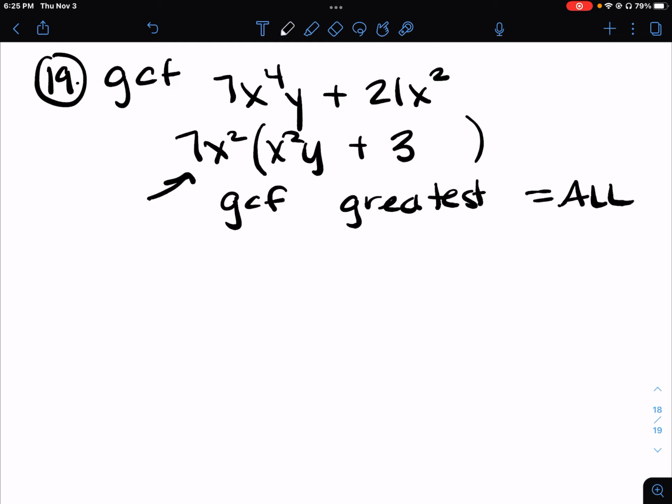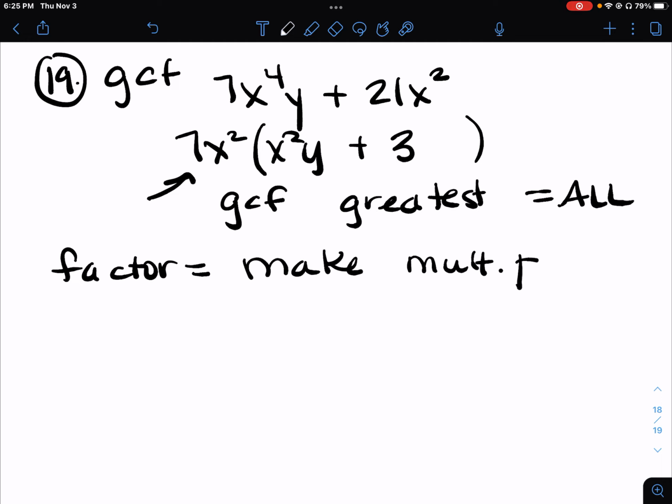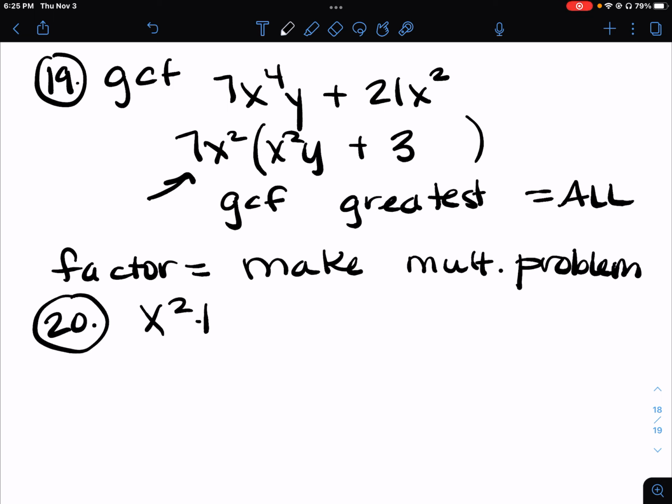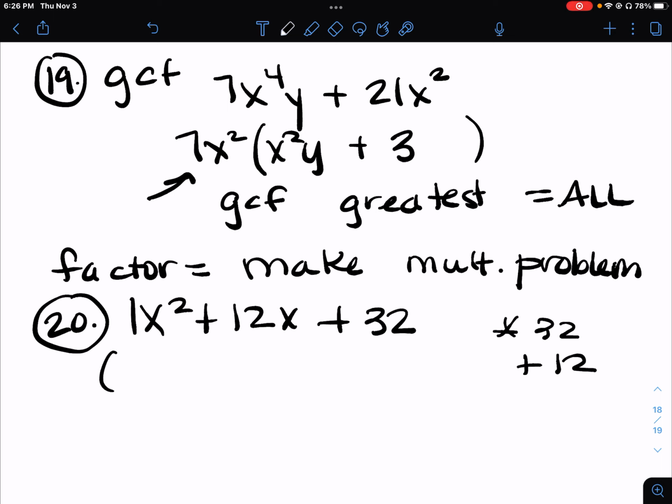The rest of the problems all say factor. And what does that mean? Make a multiplication problem. I give you the answer. Okay, this is a trinomial with the understood 1. So multiply and add. So that would be 8 and 4. 8 times 4 and 8 plus 4.